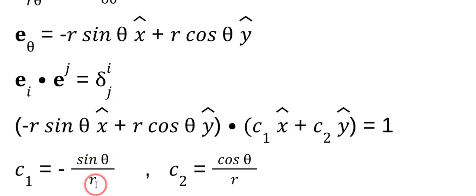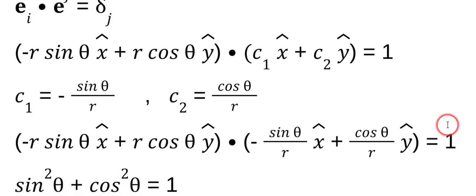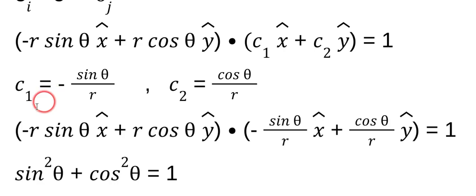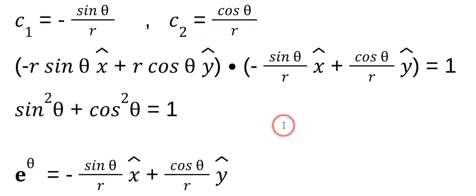Negative sine theta over r and cosine theta over r. Let's try that. All right, so you can see here that this negative takes out that, this r takes out that, we get sine squared theta. This r takes out that, then we get cosine squared theta, and we know this identity is equal to 1. So that worked. So now we have the contravariant basis vector e theta.